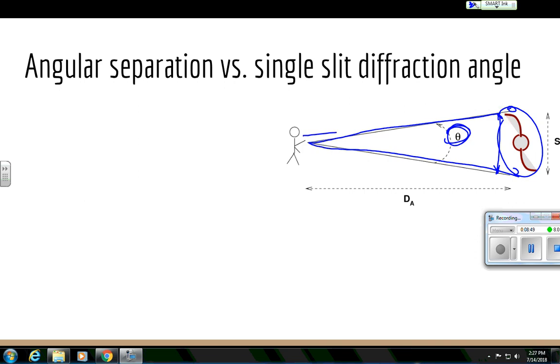And notice there are different things that will change this angle. If you were to get closer, the angular separation would get larger, right? If you're standing right here, suddenly you have a much larger angle of separation. Another thing that can happen is the objects can get farther apart, and that can change their angle of separation.